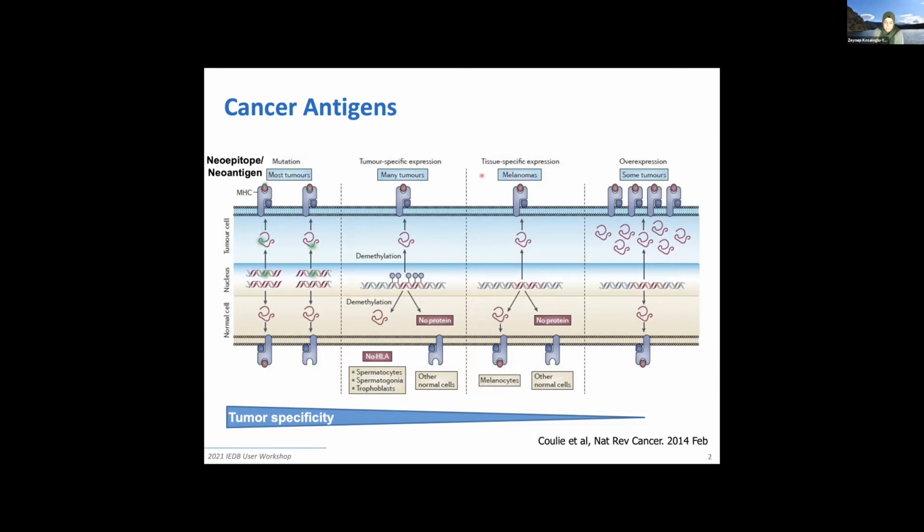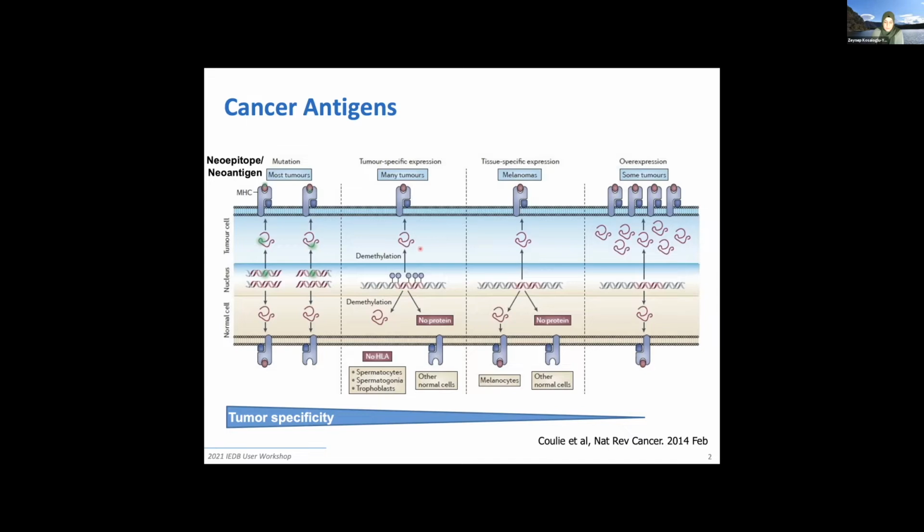So then we have differentiation antigens. They are derived from proteins with tissue-specific expression. So they are only expressed in a specific tumor type. So in this case, for example, melanoma, and in the corresponding healthy tissue, in this example, skin cells. But these antigens will not be presented on any other healthy cell.